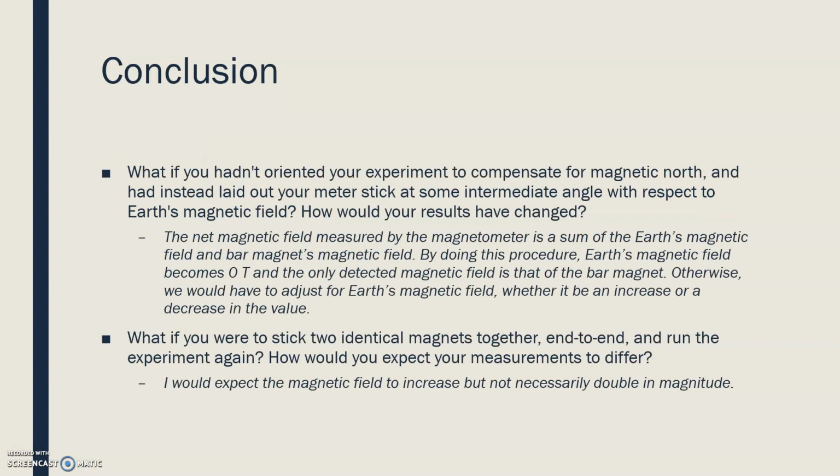2 questions arose when performing this experiment. The first is, what if you hadn't oriented your experiment to compensate for the magnetic north and had instead laid out your meter stick at some intermediate angle with respect to the Earth's magnetic field? How would your results have changed? I said that the net magnetic field measured by the magnetometer is the sum of the Earth's magnetic field and the bar magnet's magnetic field. By doing this procedure, Earth's magnetic field becomes 0 Tesla, and the only detected magnetic field is that of the bar magnet. Otherwise, we would have to adjust for Earth's magnetic field, whether it be an increase or a decrease in the value.